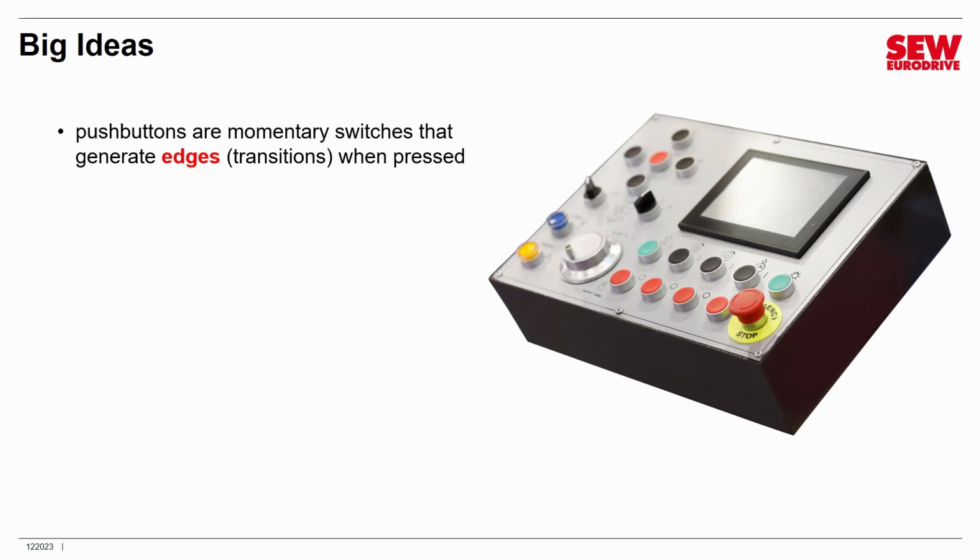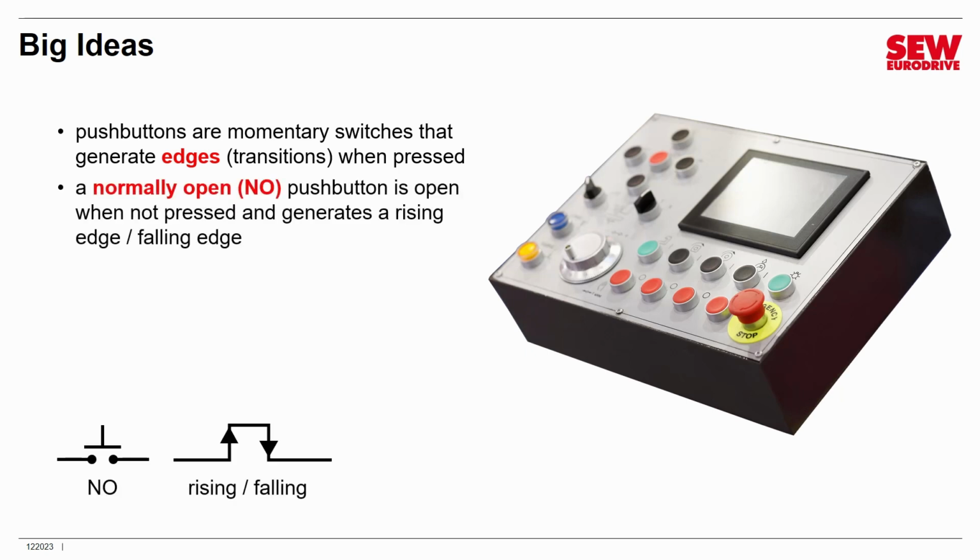There are two types of momentary switches. The first is called the normally open, often abbreviated NO. A normally open push button is open when not pressed, and it generates a rising edge followed by a falling edge. You can see the schematic symbol down there. It shows clearly that a normally open switch is open when you're not touching it. That means it's outputting a low signal. When you press it, you get a rising edge, and when you release it, you get a falling edge.